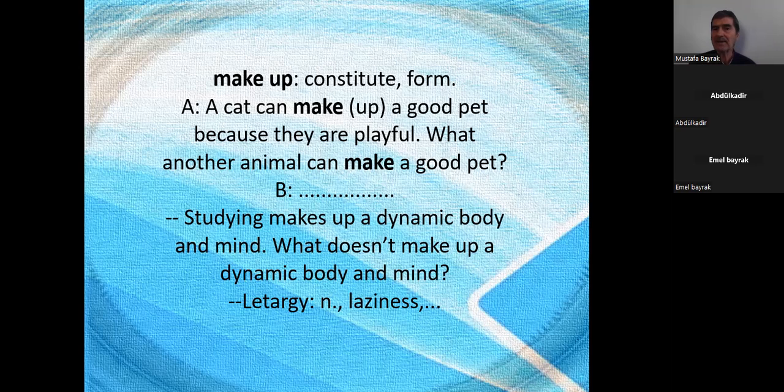Okay. Studying makes up a dynamic body and mind. Studying, working, activity makes up a dynamic body and mind. What doesn't make up a dynamic body and mind? Of course, laziness, lethargy. Laziness doesn't make up a dynamic body and a dynamic mind. Make up, yes. Constitutes, forms. Studying forms a dynamic body, constitutes a dynamic body, makes up a dynamic body.